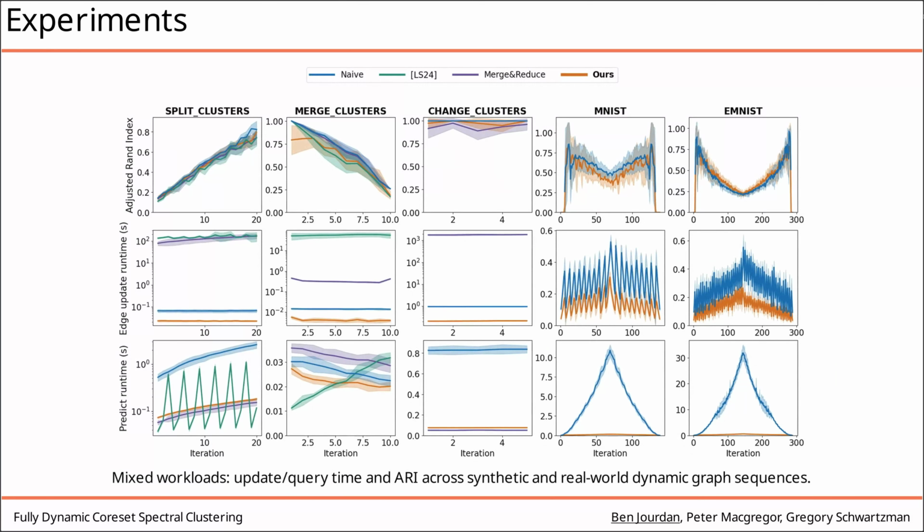On a variety of workloads, we observe that our algorithm achieves the best trade-off between update and query time while matching clustering performance. In fact, we had to remove the merge and reduce and another baseline from some experiments because their updates became prohibitively slow. Note the logarithmic scaling on the two leftmost experiments where we did include them.